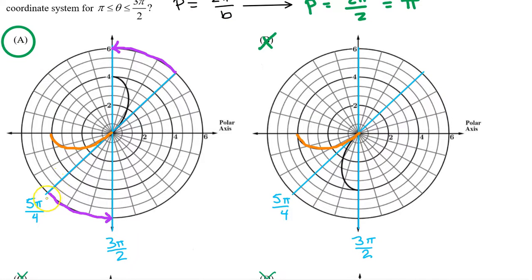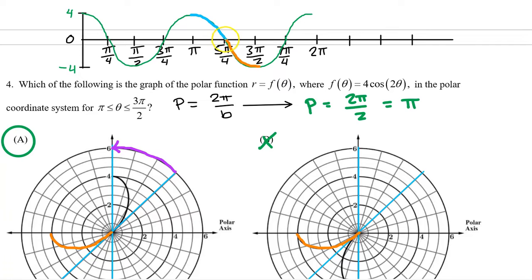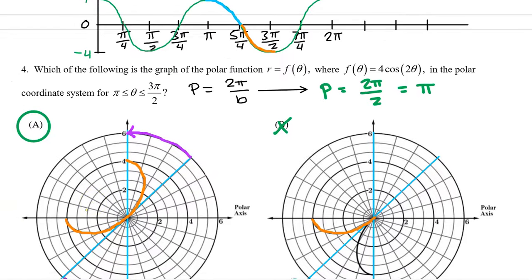As theta goes from 5 pi over 4 to 3 pi over 2, we should sketch the graph in this direction. Also notice that we begin at the pole and move away from the pole to a maximum distance of 4. So here we go. We begin at 0, right at the pole, and we move away from the pole to a maximum distance of 4. So everything I just described matches perfectly what we see in option A.